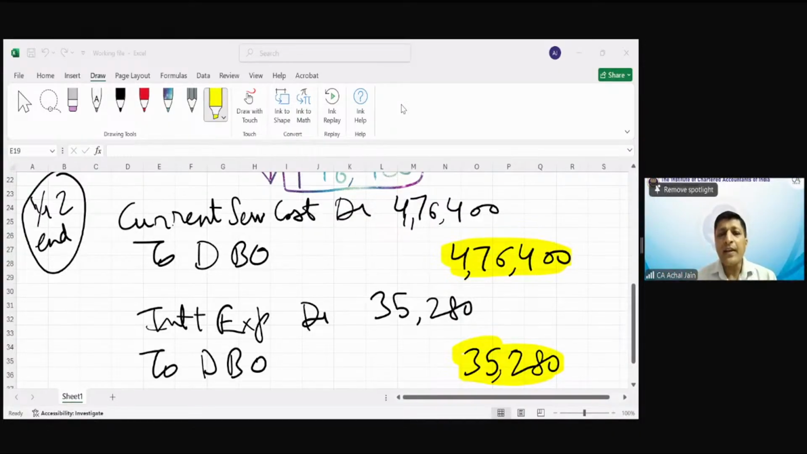You are asking that the liability we are bringing, 9,52,680, how is this coming? Why are we adding all of these? Okay, let's understand.